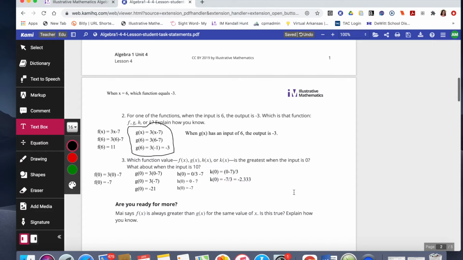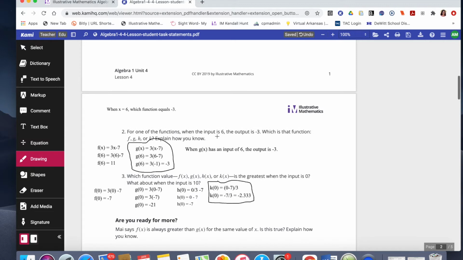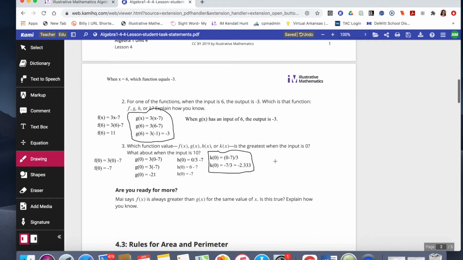All right, so when they're negative, you're looking for the value that's closest to 0. That's going to be your greatest value. So out of all of these, it would be k of 0. That's going to give you the largest because it's closer to 0. Okay, so now we've got to do this again, but this time when the input is 10.